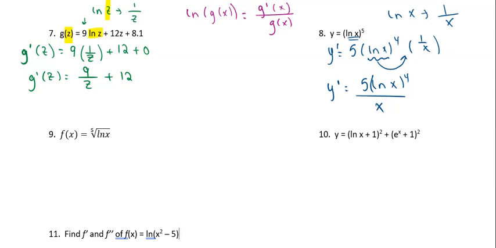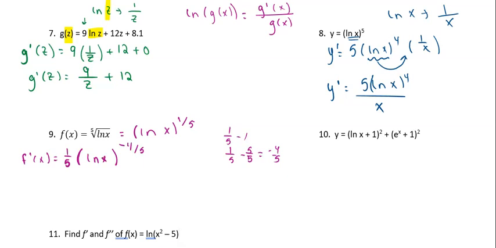Let's try number 9. Number 9, we have a square root. I prefer to rewrite it. I don't like to have the square root sign, so I prefer to rewrite this as ln x to the 1/5. Then, f prime of x, our derivative, bring down your power, rewrite what you had for your parentheses, and when we subtract 1, well, if I have 1/5 and I subtract 1, that's really 1/5 minus 5/5, which will be negative 4/5. So this will be negative 4/5.